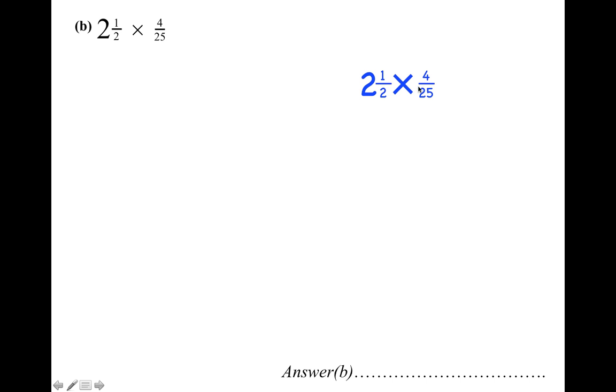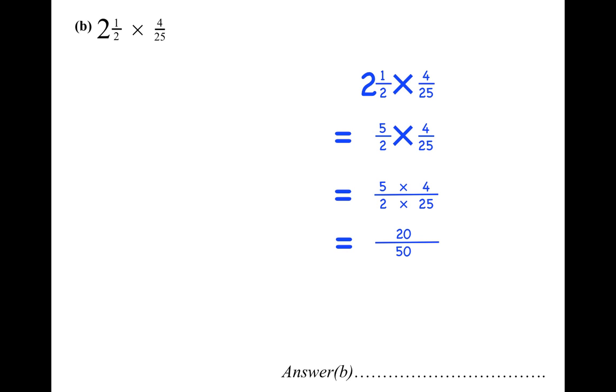So 2 and a half times 4/25 is the same as 5/2 times 4/25, and we got that 5 from doing 2 times 2 is 4, plus the extra 1 makes 5. Now when we're multiplying fractions, we just do top times top, bottom times bottom, or to use the proper terminology, numerator times numerator, denominator times denominator. So that's just the 4 times 5 over the 2 times 25, which gives you 20/50.